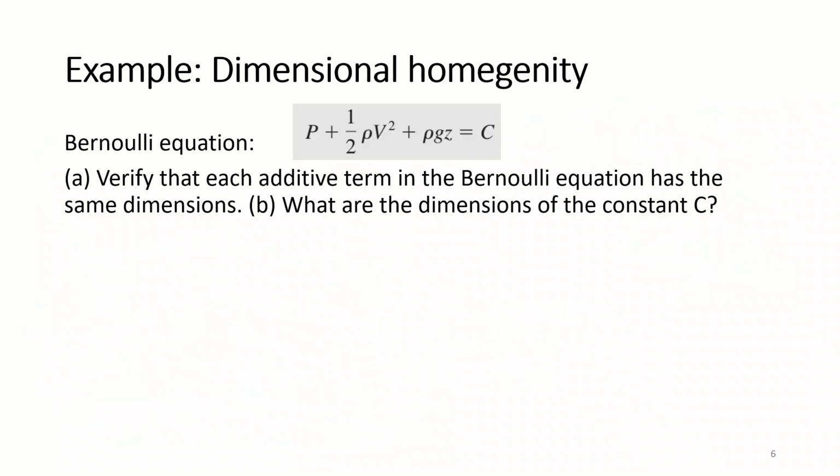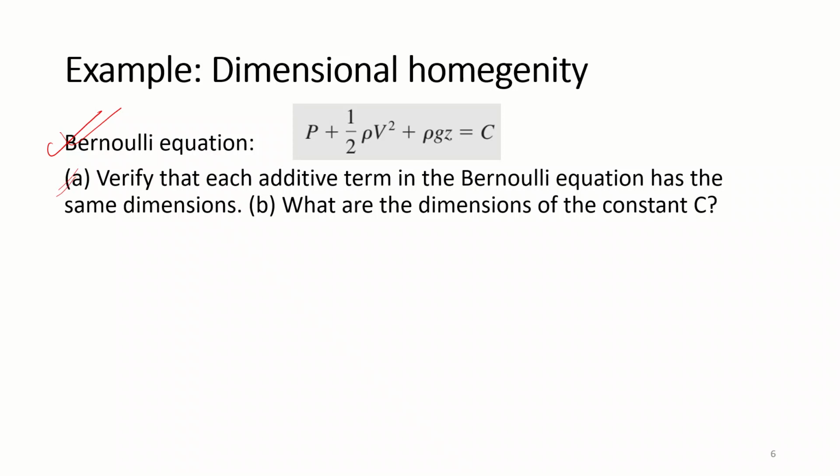So this is one example. This is a well-known equation, Bernoulli's equation, and we will be checking its dimensional homogeneity. The first task is to verify that each additive term in the Bernoulli equation has the same dimensions, and then we will see what the dimensions of the constant C are. Everybody can attempt it. Can anybody tell what the different terms are? Just a quick recap for everyone.